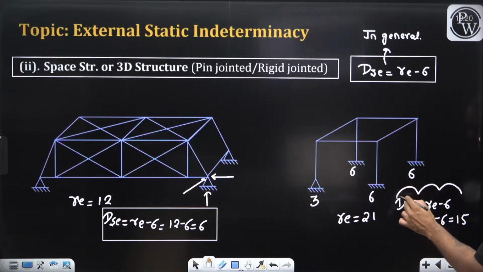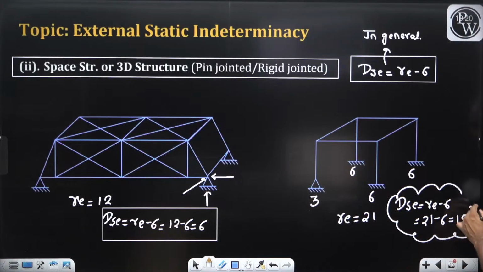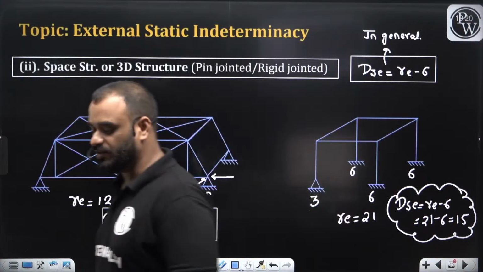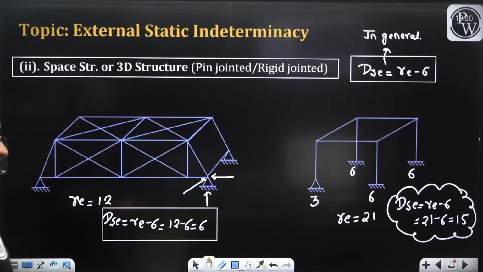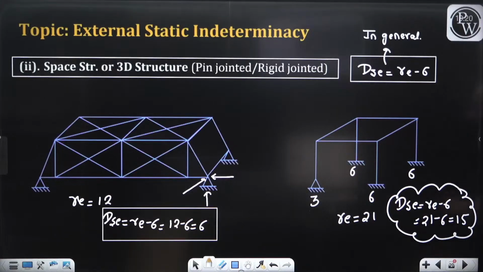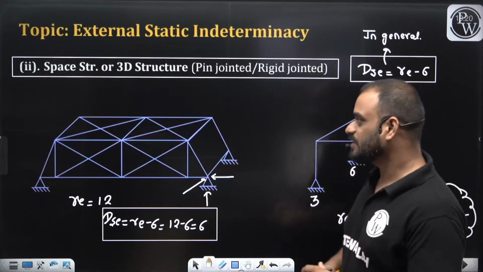That means your answer is correct, Bhanu. Okay, 15 is the correct answer. So DAC is equal to 15 for this particular structure. I hope you are able to understand how to calculate the DAC value for 2D structure and for 3D structure.